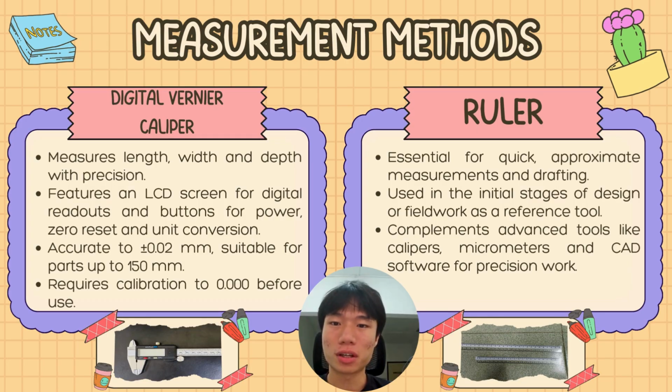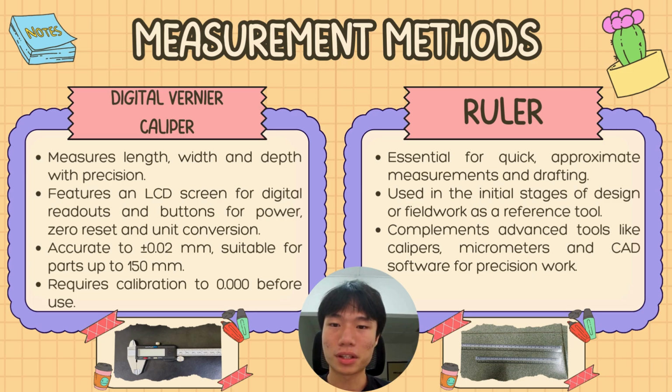Now we move on to our measurement methods. There are two main measurement methods that we have used, mainly digital vernier caliper and ruler. For the digital vernier caliper, we can measure the length, width, and depth of the figurine with precision. It features an LCD screen for digital readout and buttons for power, zero reset, and unit conversion.